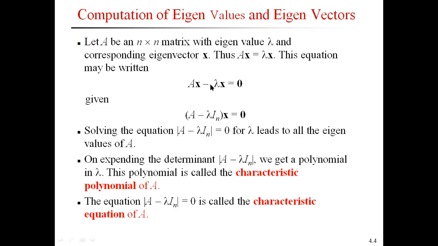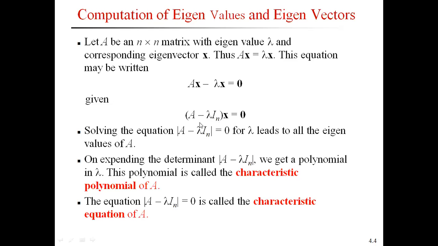Therefore, we can write this equation in matrix form. Lambda is only a scalar, so we multiply x by the identity matrix I n. Multiplying any vector by the identity matrix causes no change at all. So lambda x can be written as lambda I n x, and x is common. A is also a matrix, so we write it in matrix form: A minus lambda I n, times x, equals 0.